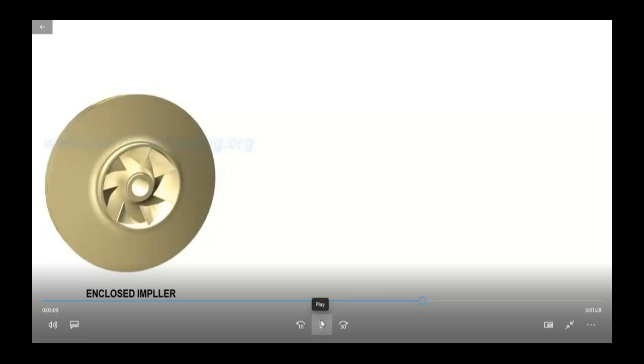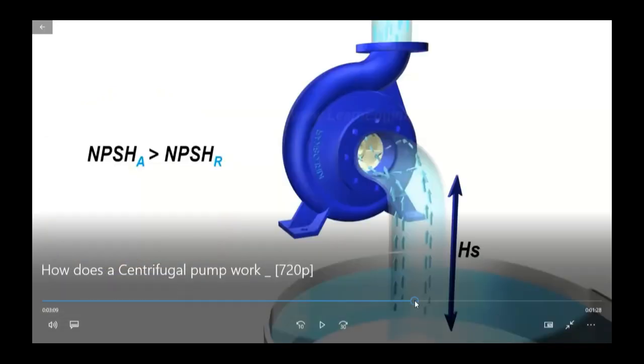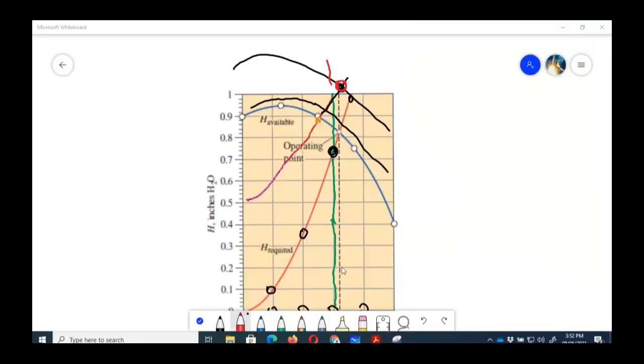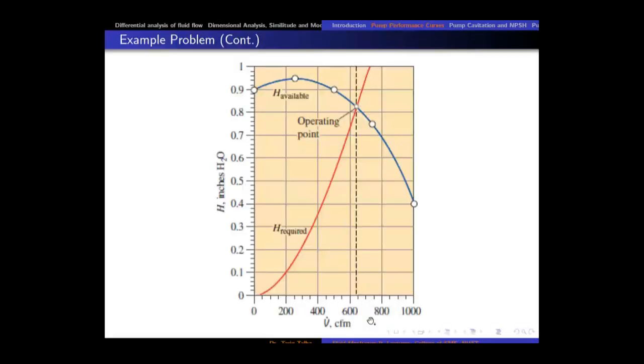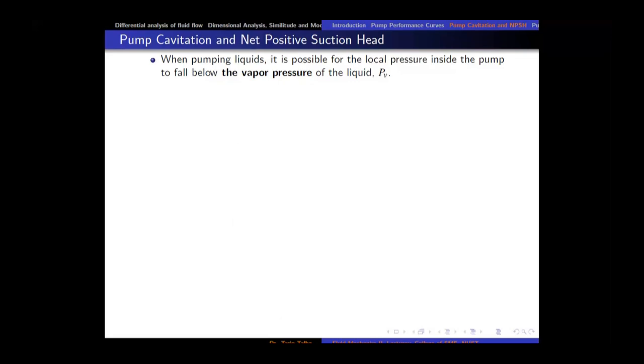Okay, so that is enough. We are going to discuss the net positive suction head, which is the minimum pressure head at the suction side that would make sure that no cavitation phenomenon happens. So let me load it, and now with this introduction, as I have shown very clearly from this slide as well, when pumping liquid it is possible for the local pressure inside the pump to fall below the vapor pressure, as mentioned in the preview as well.